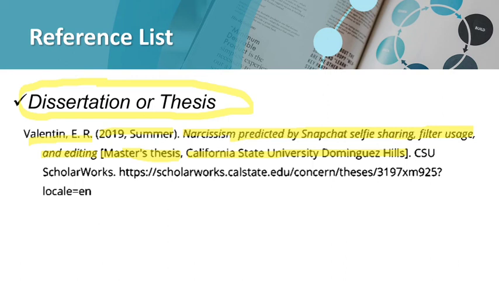The title page will indicate whether it's a doctoral dissertation or master's thesis and list the name of the university granting the degree. And then of course, it must be followed by the source. Here is the source. This source includes the name of the database or the institutional repository where you can access the work. For example, in this example shown, we have here the CSU Scholar Works. And last, of course, we have there the URL.